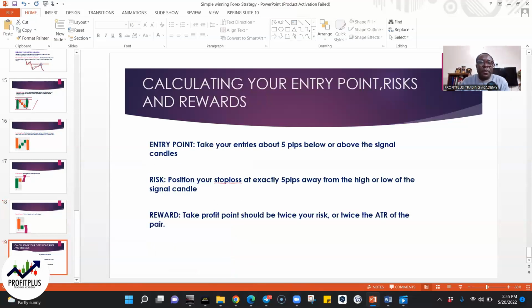Now, calculating your entries and the risk. Take your entry about 5 pips below or above the signal candle. Okay, I've been mentioning that. Then to manage the risk, place your stop loss exactly 5 pips away from the high or the low of the signal candle, as the case may be, whether it's a bullish or bearish direction. Then your reward, your take profit point, should be about twice your risk, or twice the average true range of that particular currency pair.